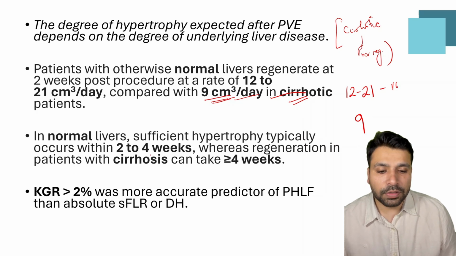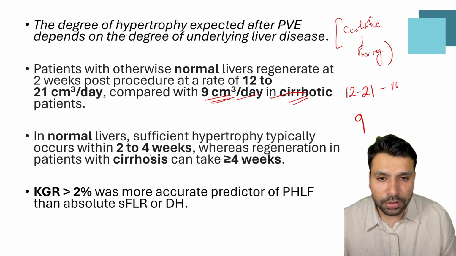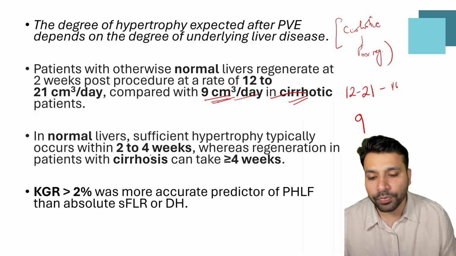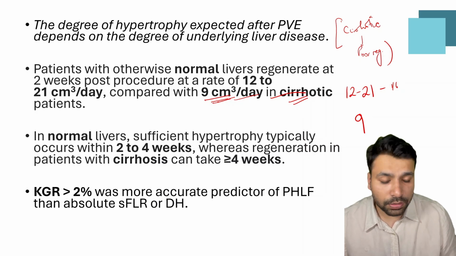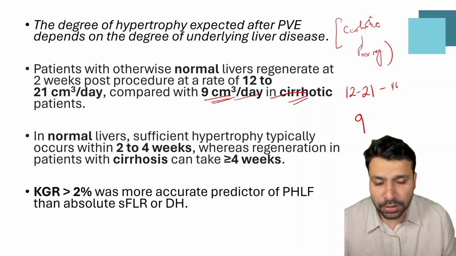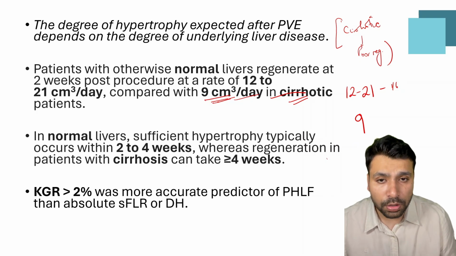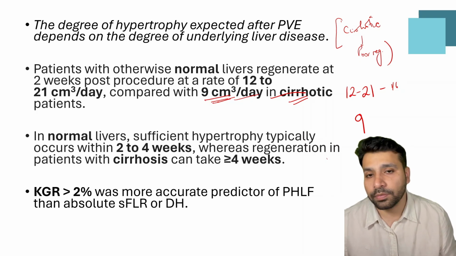In a normal liver, sufficient hypertrophy occurs within 2 to 4 weeks, whereas regeneration in patients with cirrhosis can take more than 4 weeks. So the timing is not always 2 to 3 weeks. If there is insufficient hypertrophy, we need to wait more. In cirrhotics, you need to wait more, even up to 5 or 6 weeks.